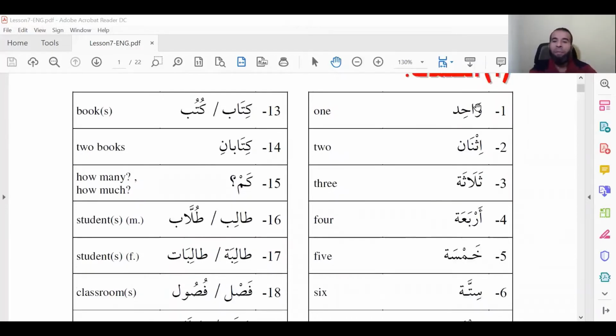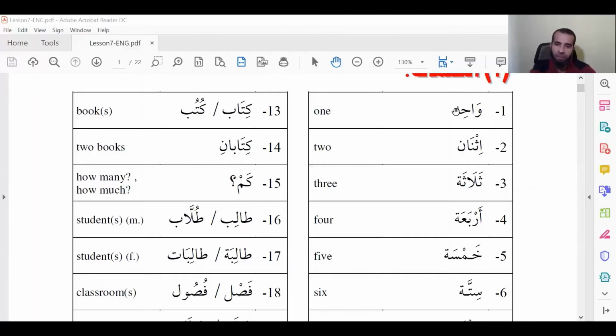We can say, for example, Allahu wahid. If you want to say one book, how can it be? In English, we say one book, واحد كتاب. But in Arabic, we cannot say that. We cannot say واحد كتاب. We have to say only كتاب.